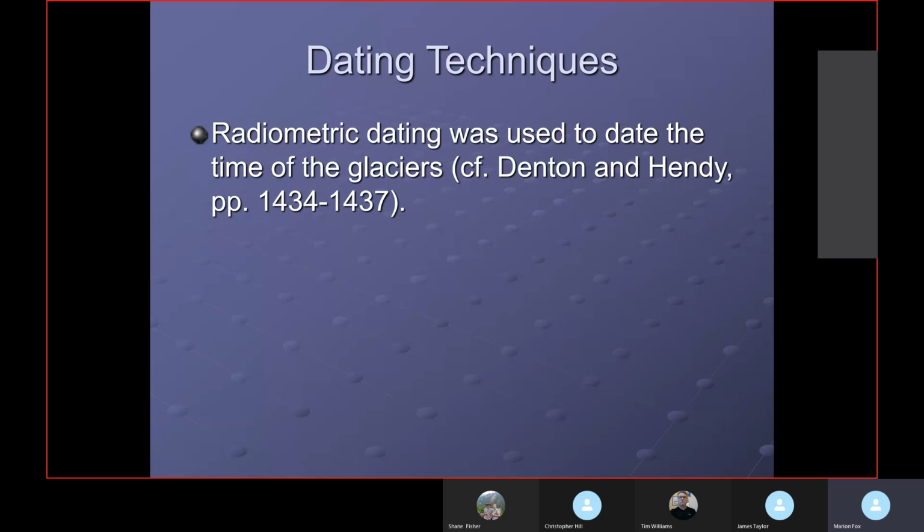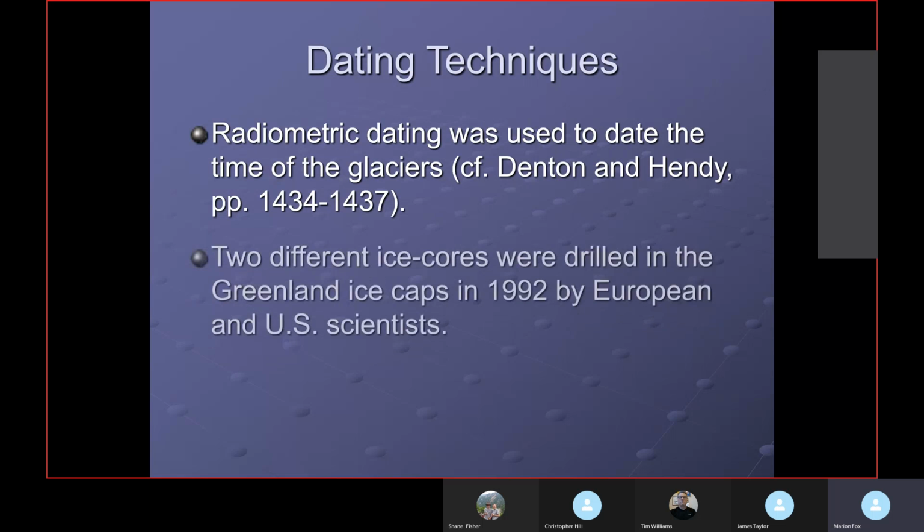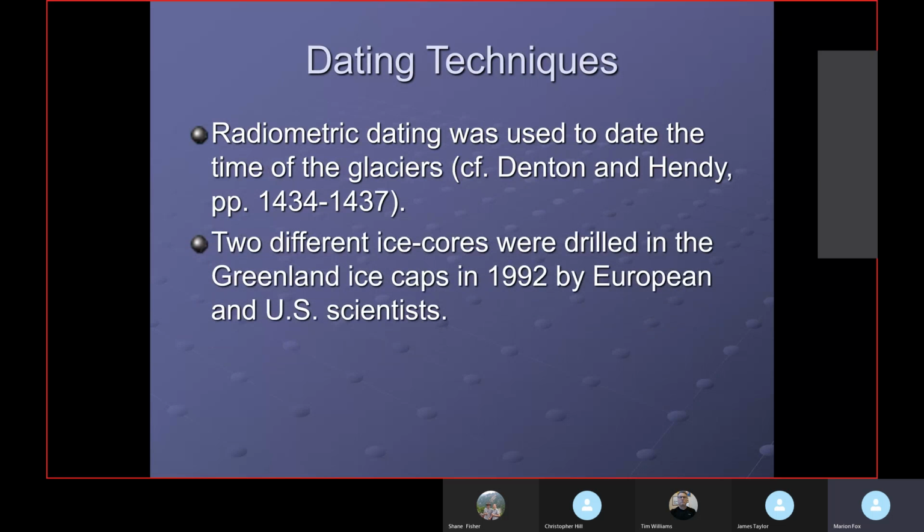Now, Denton and Hendy tell us in pages 1434 through 1437 that they used radiometric dating to date the time of the glaciers. And so they dated it by radiometric dating. Now, most of that's probably going to be carbon-14. Most of that will be.